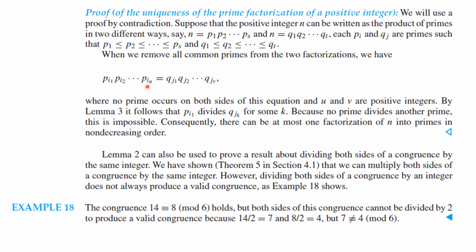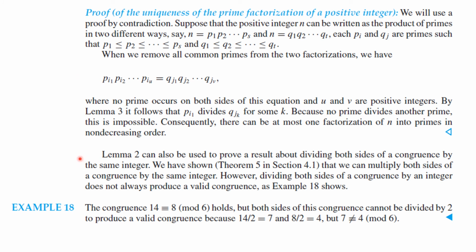And U and V, this is I sub U. That's a little bit of fancy notation, but that's how many of these you have, and V is how many of those you have. Okay, so by lemma 3, it follows that one of these P's, let's just use this one, divides one of those Q's for some K. Because no prime divides another prime, this is impossible. That's the contradiction. Therefore, there can be at most one factorization of n into primes in non-decreasing order. You might want to do a numerical example just to understand this better.